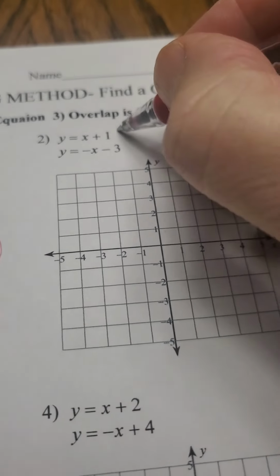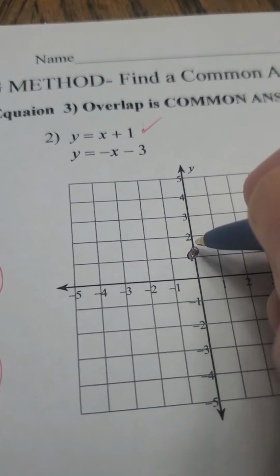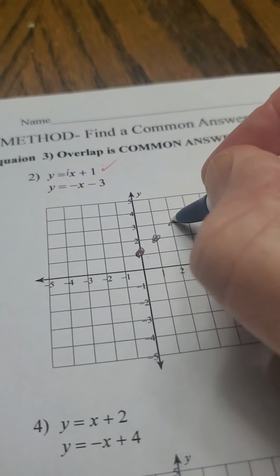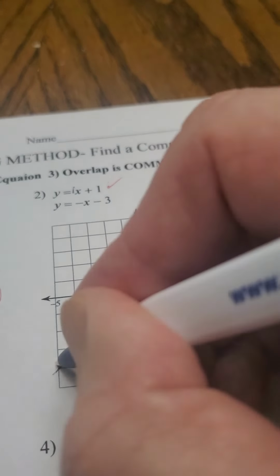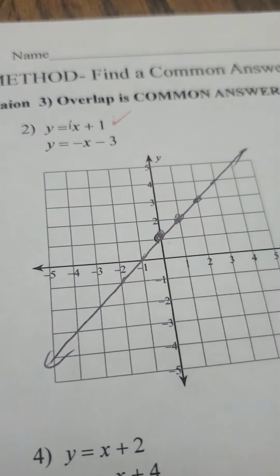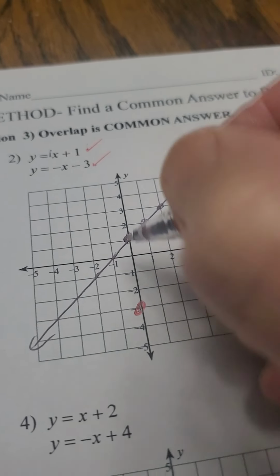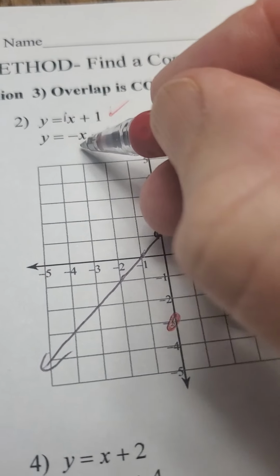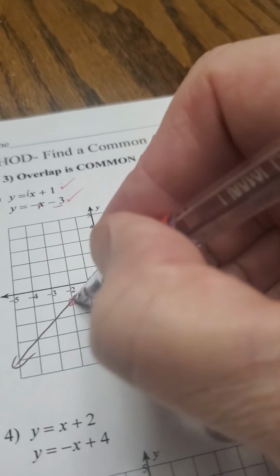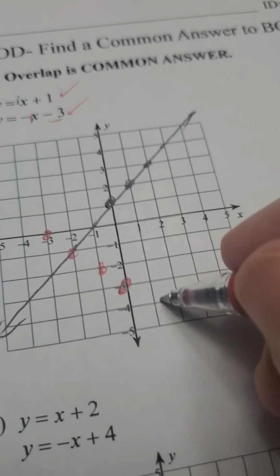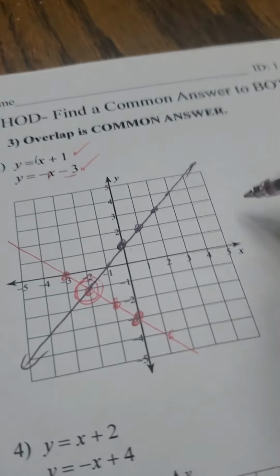Number 2, graph the first one. Crosses at 1 and has a slope of 1. That line represents every answer to the first problem. Graph the second one. Crosses at -3, y-intercept, and a slope of -1. Slope of -1 goes that direction. So that point right there is an answer to both.